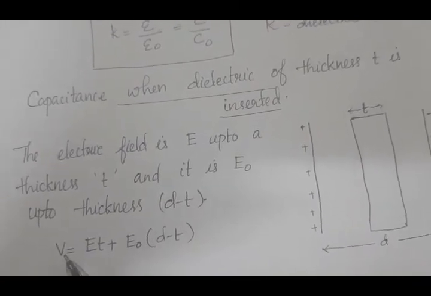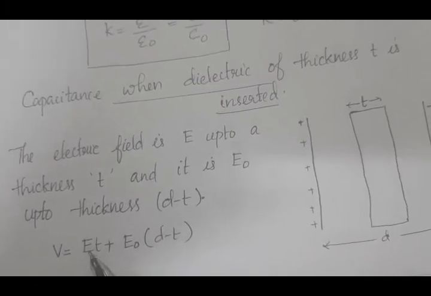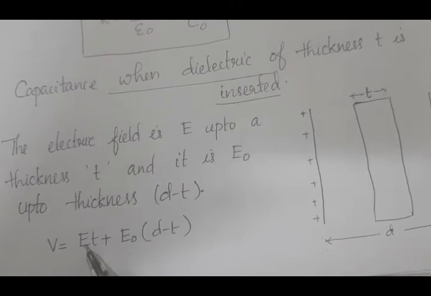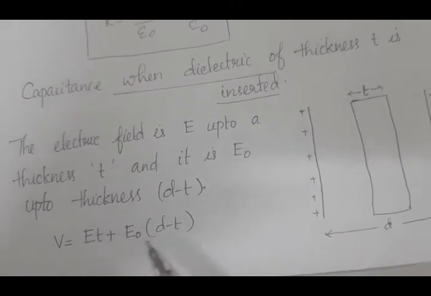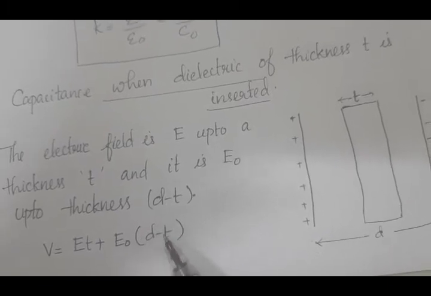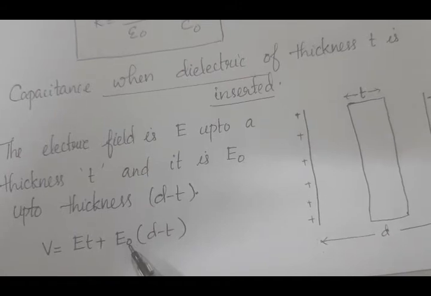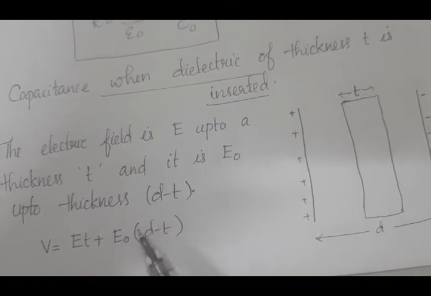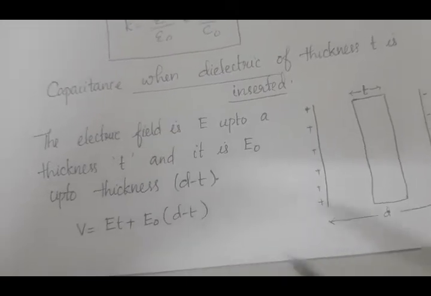Potential difference is equal to electric field into distance. That is the expression. So for the dielectric, the electric field is E, and the dielectric thickness is T. Then there is some space which has air. So there the electric field is E0. The 0 represents air or vacuum. And here the thickness is D minus T.